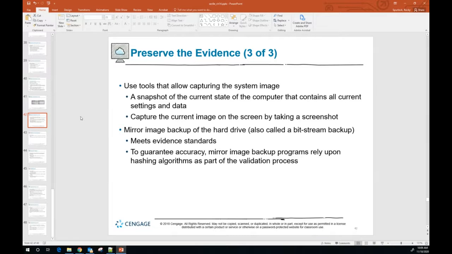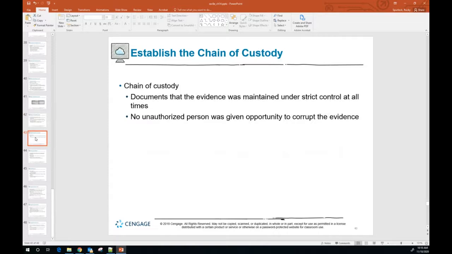There are tools that you can use to allow capturing the system images. You can take a snapshot of the current state of the computer. It contains all the current settings and data. You can also capture the current image on the screen by taking a screenshot. A couple other things you can do is a mirror imaging backup of the hard drive. This is also called a bitstream backup. This does meet evidence standards. But to guarantee accuracy, the mirror imaging backup programs rely upon hashing algorithms as part of this validation process.